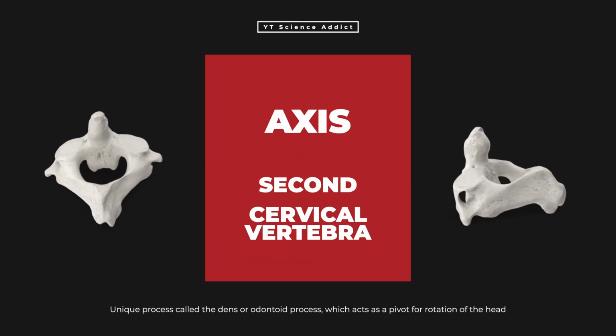The second cervical vertebra, the axis, has a unique process called the dens or odontoid process, which acts as a pivot for rotation of the head.